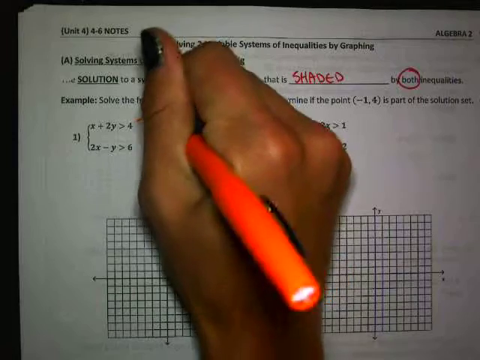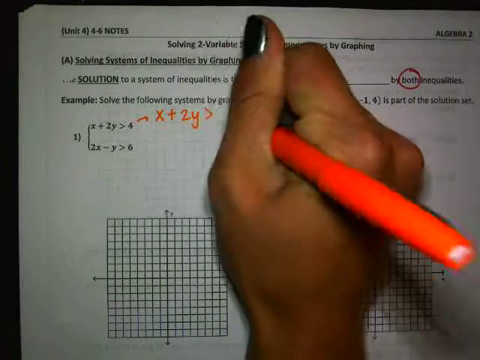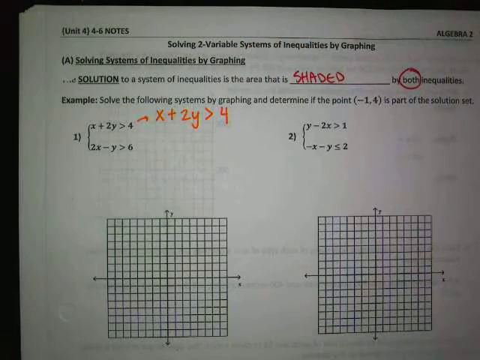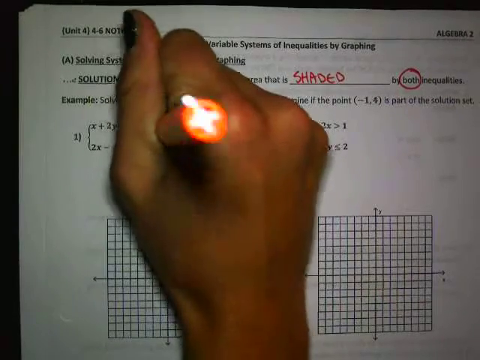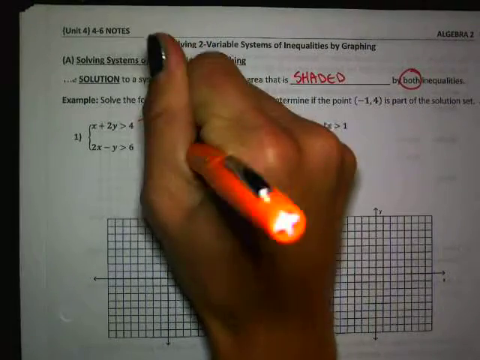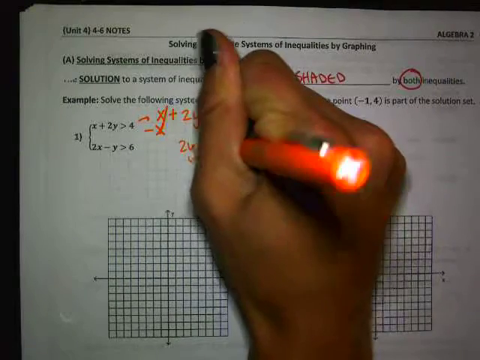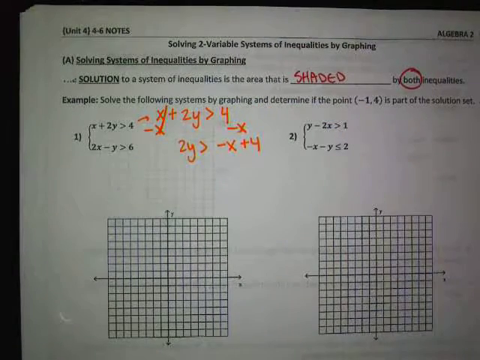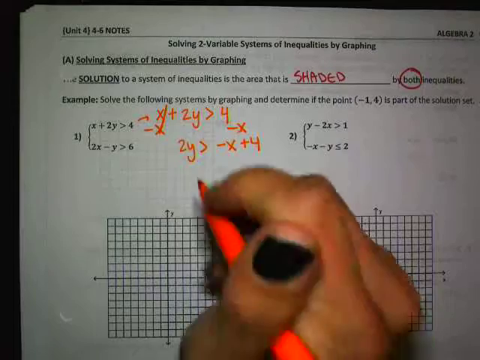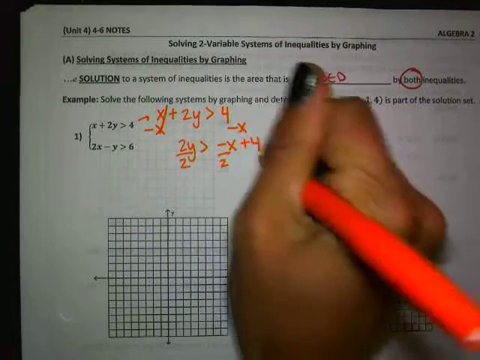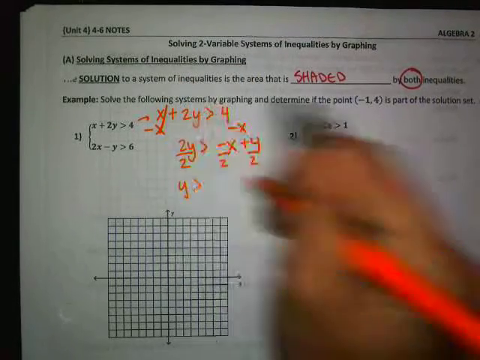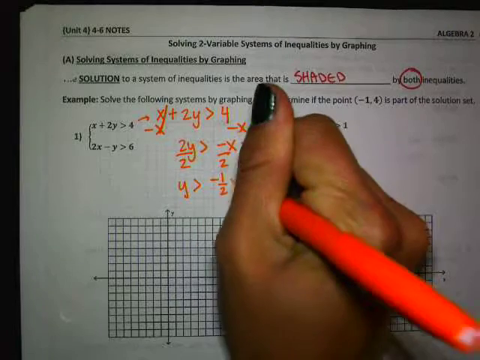For this first one, x plus 2y is greater than 4. I want to graph this without a calculator, so I need to solve for y. So what's the first step going to be? Minus x. So 2y is greater than negative x plus 4. Divide by 2. So y is greater than negative 1/2 x plus 2.